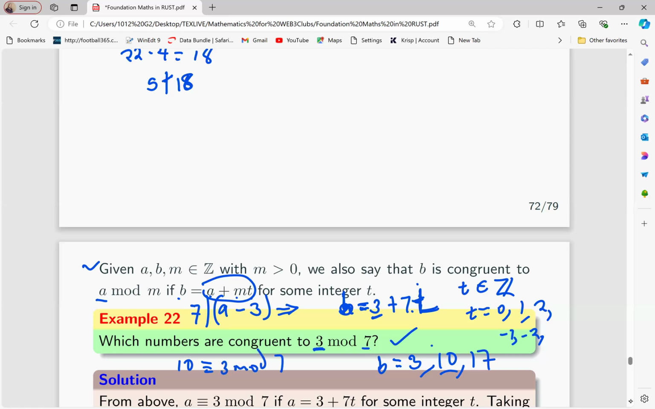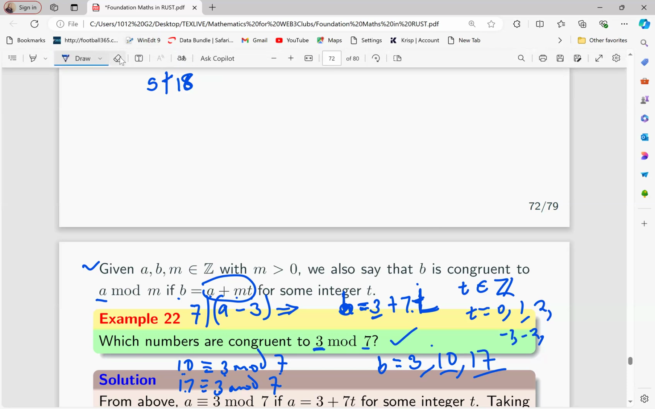You can see that because when I subtract this from this, the answer that I get is 7, and 7 can divide that 7. You can also see that this 17 is congruent to 3 mod 7, because when I subtract this 3 from 17, I get 14, and 14 is divisible by 7. So there are so many ways. So that is where we want to begin with writing our code.